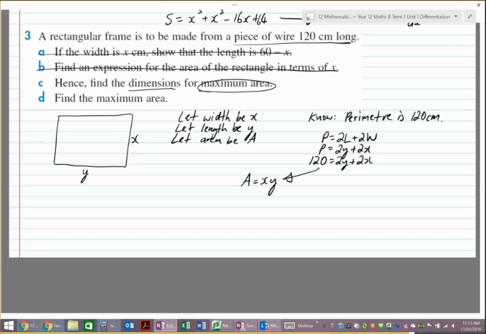I'm going to rearrange to get y by itself. Okay, in this scenario, it probably won't matter which way. But 120 minus 2x is 2y, and then I just need to divide both sides by 2. So y equals 60 minus x. I've actually answered part A here. It says if the width is x centimeters, show that the length is 60 minus x. Remember my length was y, here it is, 60 minus x.